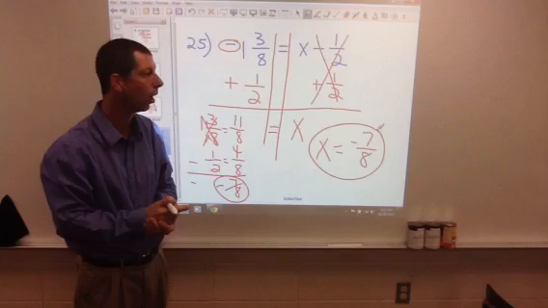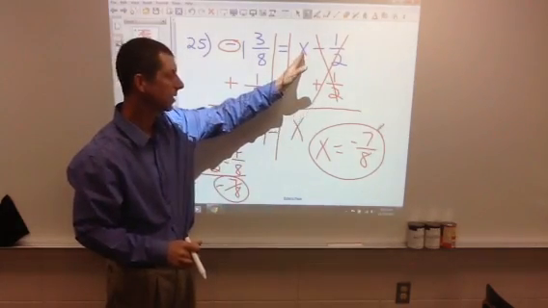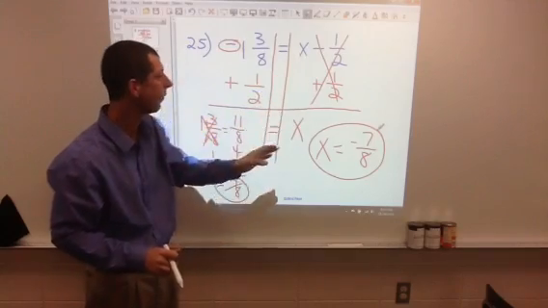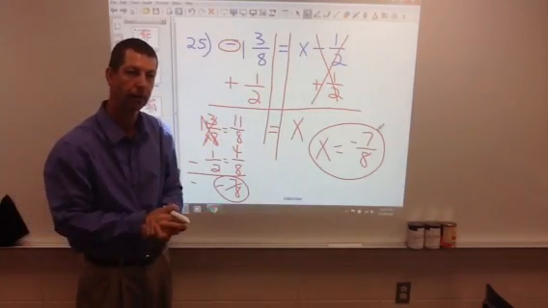Certainly a little bit more difficult. But the bottom line here is our goal today is to isolate our variable, get it all by itself. Okay, so hopefully this will help for you to do that.